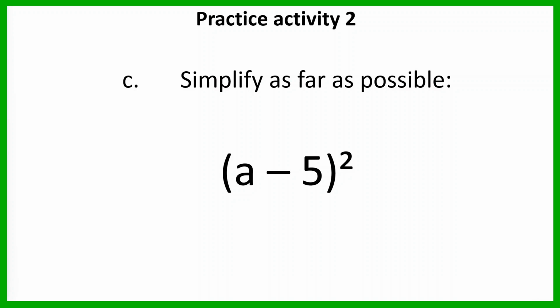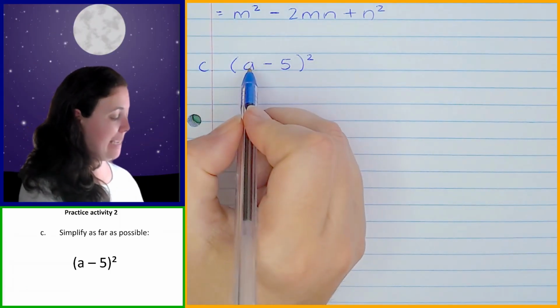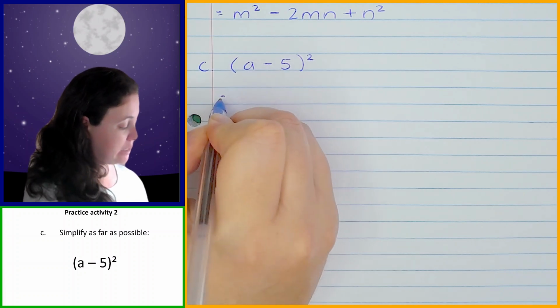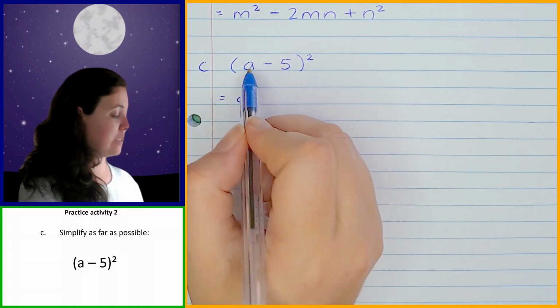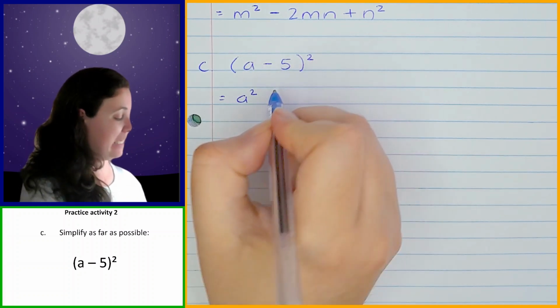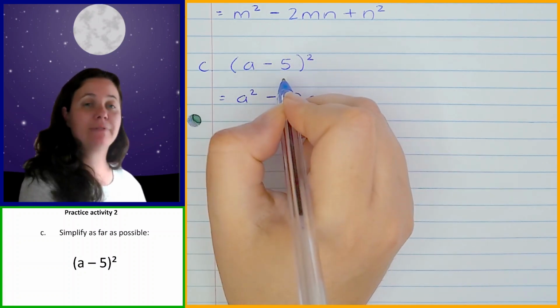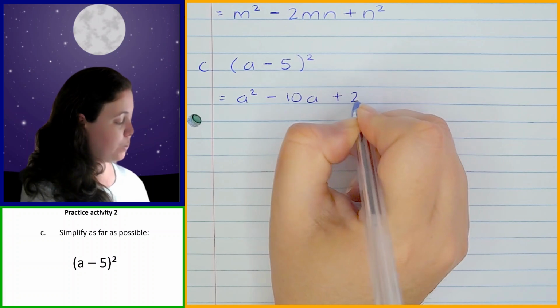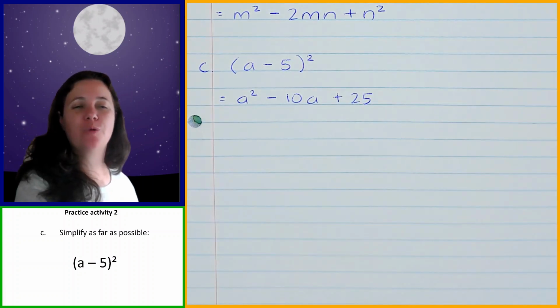Okay, so let's go through that question quickly and see what you should have got. Over here, I've got a, which I need to square, so that gives me a squared. Then I'm going to multiply the two terms together and double it. So it's a times negative 5 is negative 5a, and if I double that, I get negative 10a. And then negative 5 squared is positive 25. Right, so that's what you should have got for question C. Now we're going to go on to question D.